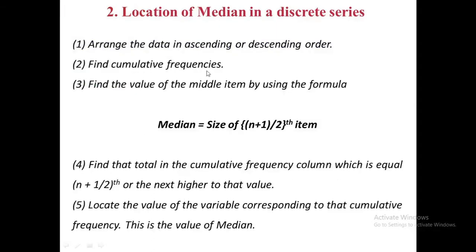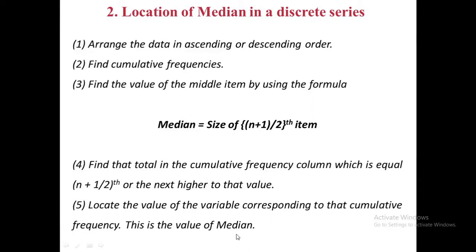How to locate median in a discrete series? These are the various steps to calculate. First we arrange the data in ascending or descending order. Then we find their cumulative frequency. Then we find the value of the middle item by using the following formula. And then we find the total in the cumulative frequency column which is equal to our median value, or the next higher to that value. Locate the value of the variable corresponding to that cumulative frequency. This is the value of the median.